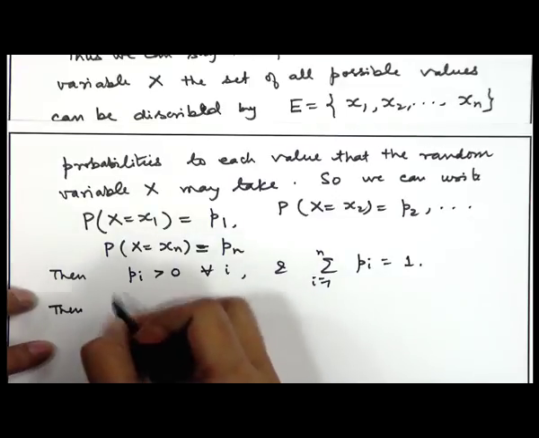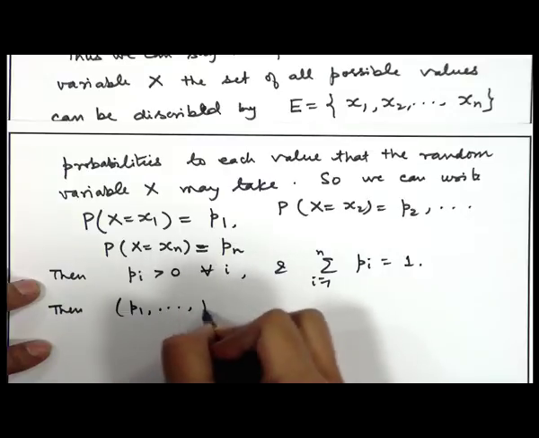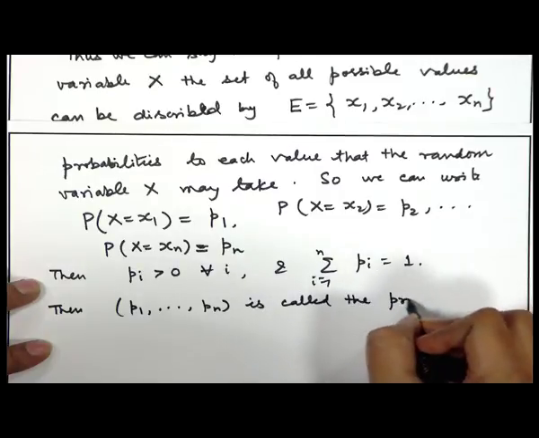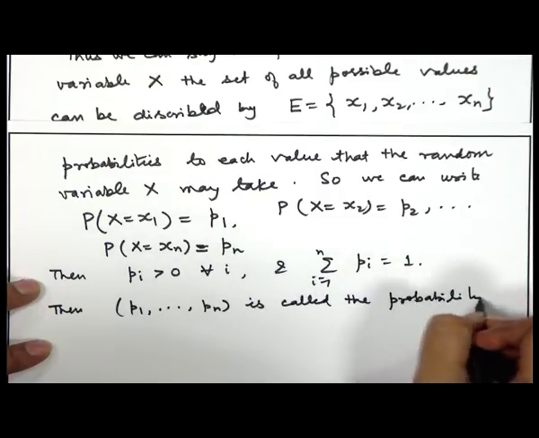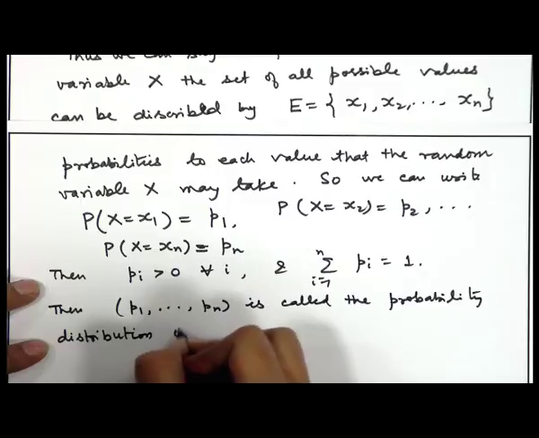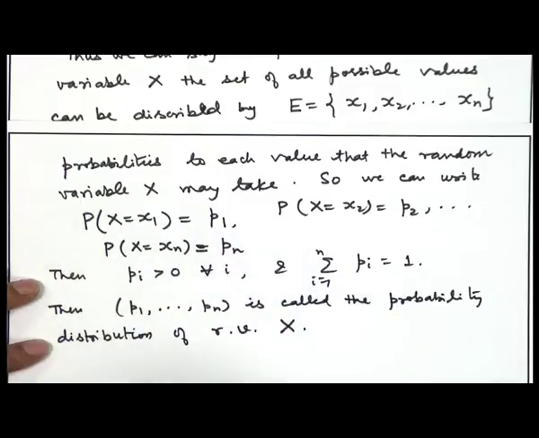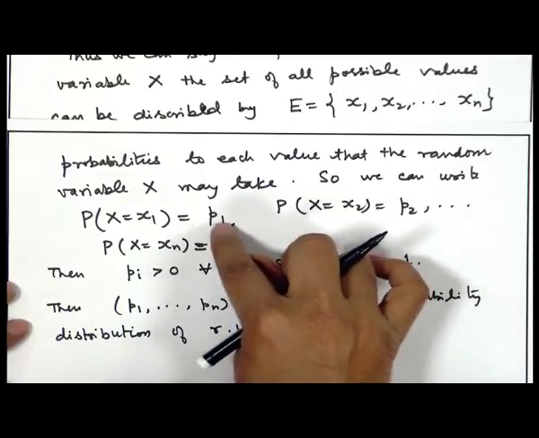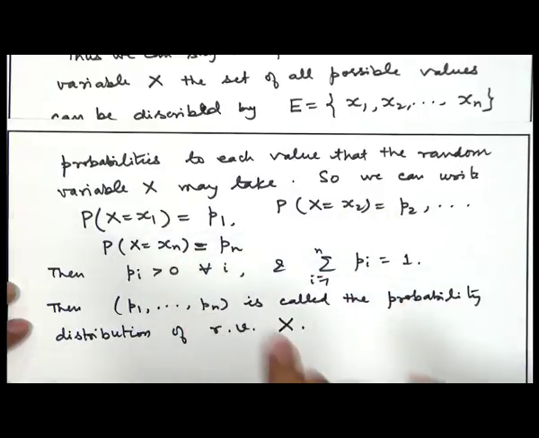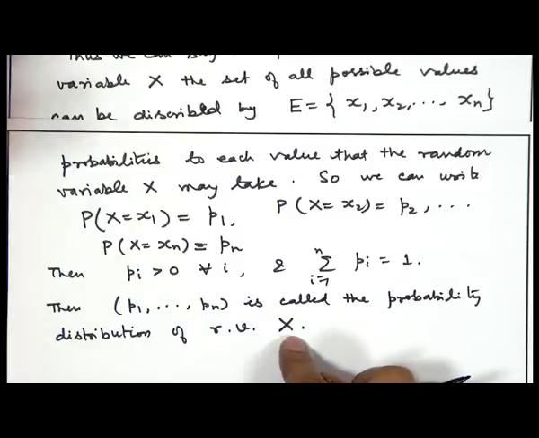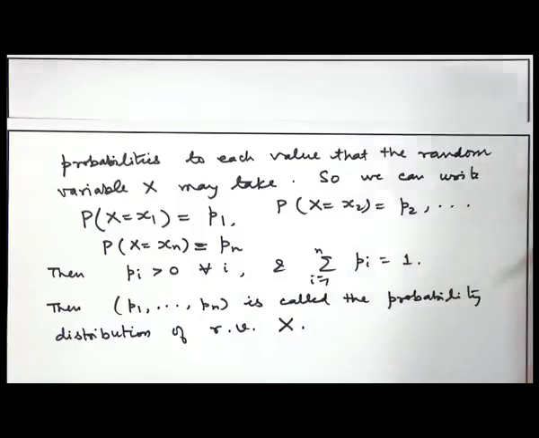Then this p1, p2, pn is called the probability distribution of random variable x. So, here we are dealing with the discrete random variable x, and I am assigning the probabilities p1 to x1, p2 to x2, pn to xn. Then this p1, p2, pn is called the probability distribution of the random variable x. Let me calculate it for one case.